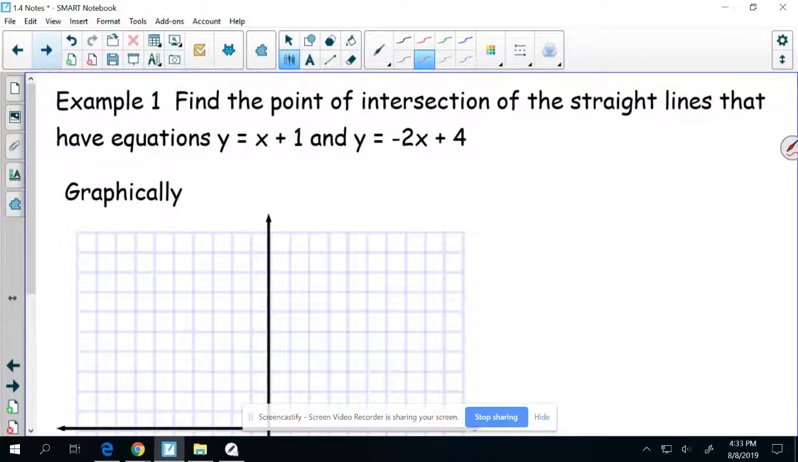So let's just look at an example. It says, find the point of intersection of the straight lines that have equations y equals x plus 1 and y equals negative 2x plus 4. So very nicely, these are already in slope-intercept form.